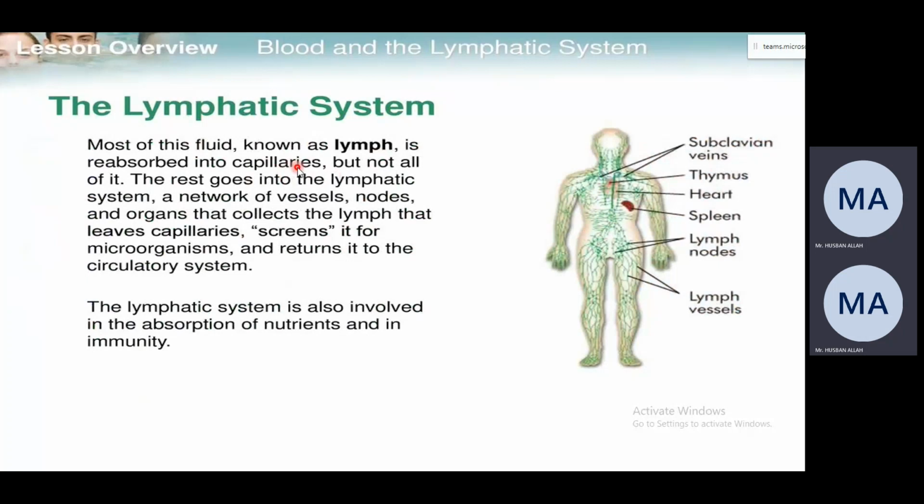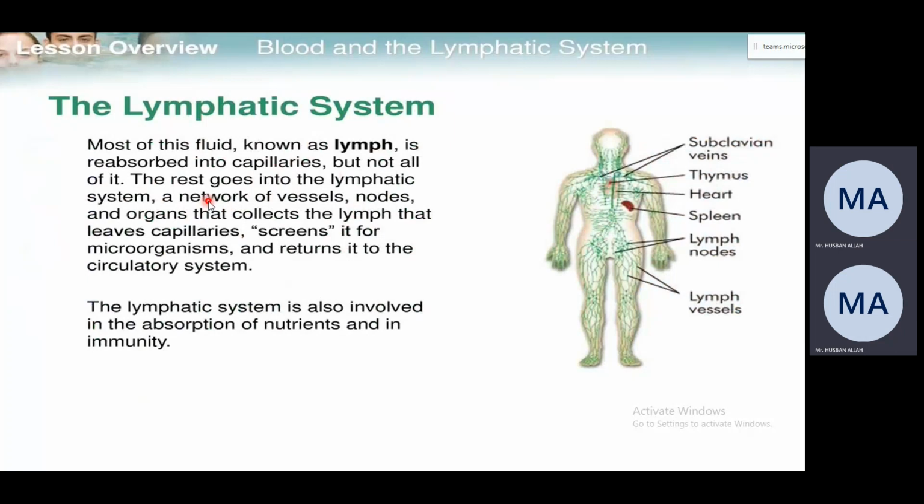Meaning to the capillaries, so capillary is a part of the circulatory system, but not all of it. All of it will not return. The rest goes into the lymphatic system, a network of vessels. So now some of them which are clear will be returned back to what? It will be returned back to the circulatory system, but not all, right? Some of that lymph will go through what? To the lymphatic system, right?